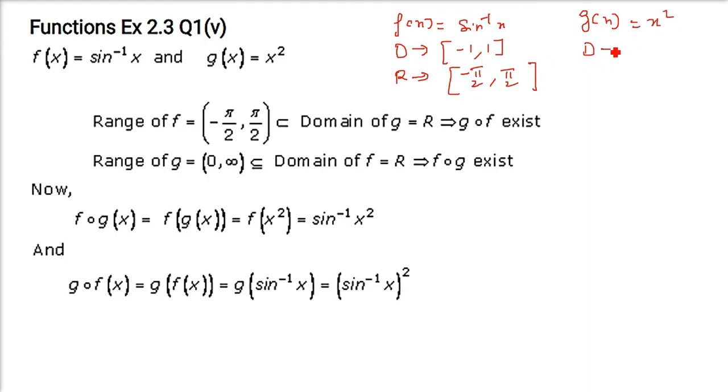g(x) is x square. The domain can be any value, whatever value you want to give, but the range will always be a positive value, so 0 to infinity. Okay, first we have to find out fog. For fog, the range of g should be a subset of the domain of f. So 0 to infinity is a subset of negative 1 to 1? It is not a subset of negative 1 to 1, so this is not possible.